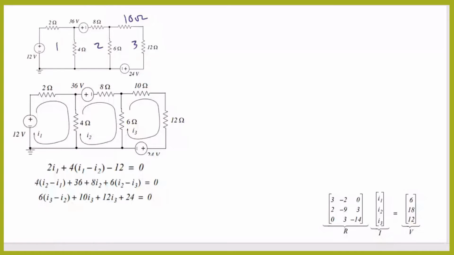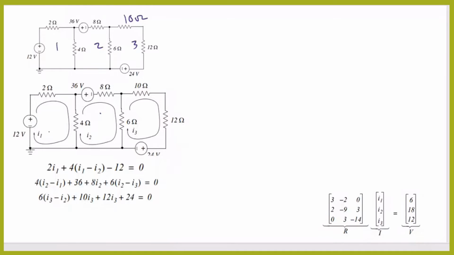The first step is to draw the current directions and assume a current in each loop. What is the first step you have to do? Identify the number of loops. The second step is to write the current direction and assume the currents. I1 is in loop 1, I2 in loop 2, and I3 in loop 3.